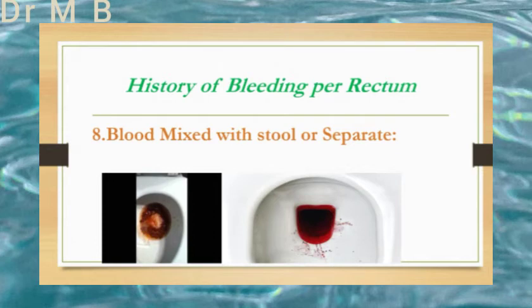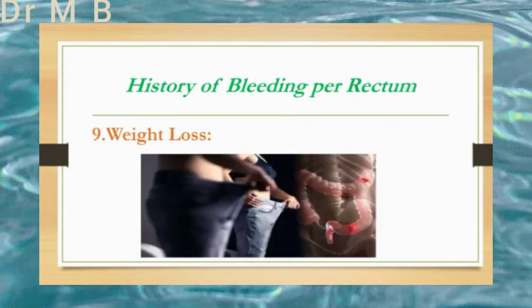You will ask about whether the blood is mixed with stool or bleeding is occurring separately from stool. Anal fissure will have blood streaks in stool. Bright red blood mixed with stool can be from the lower GI tract, while dark stool can be due to upper GI bleeding. Let's move on to the next question.